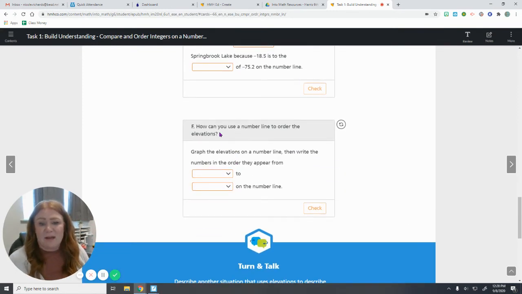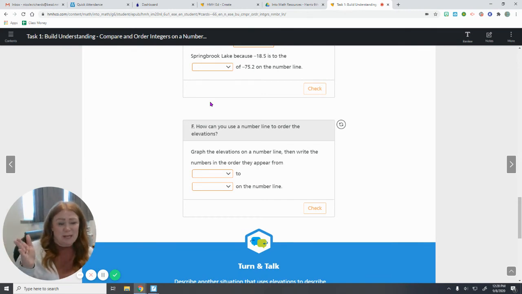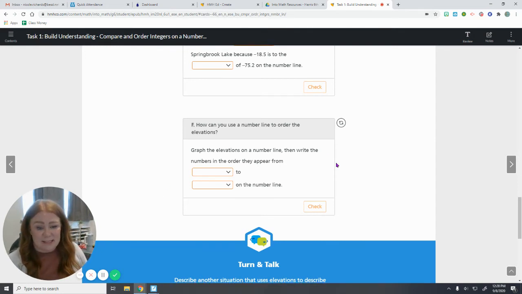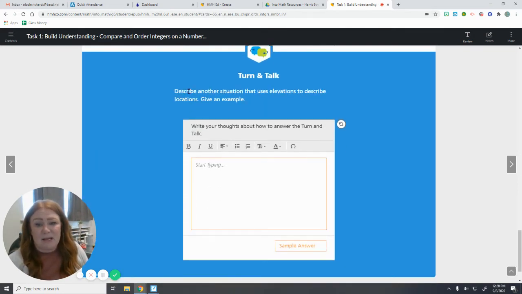And then F, how can I use a number line to order the elevations? So if we're going from smallest on the left all the way to biggest on the right, you can drop down and tell me you want to start on the left, go to the right, which will tell us smallest to biggest. Okay, and then tell me a situation that you could use elevations to describe location. So another example of when you might use elevations to describe a place. So go ahead and pause and do that turn and talk there and finish up task 1.